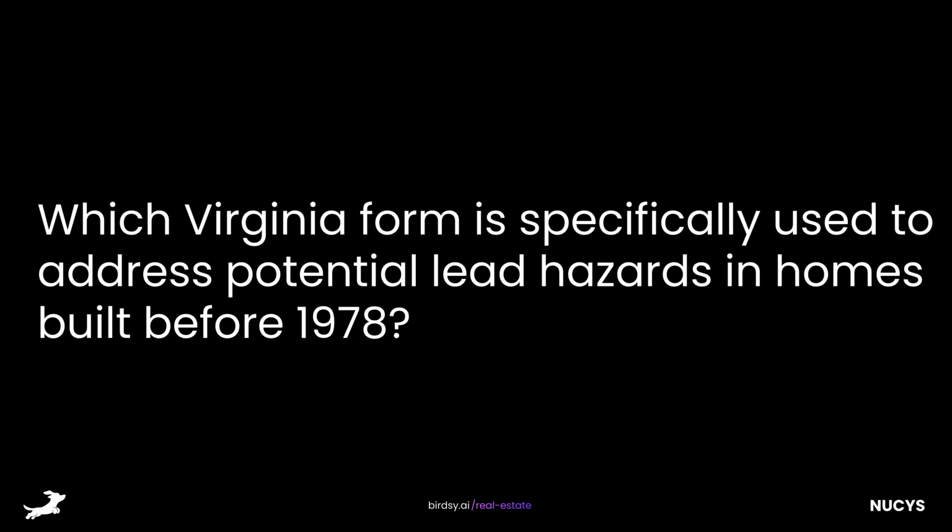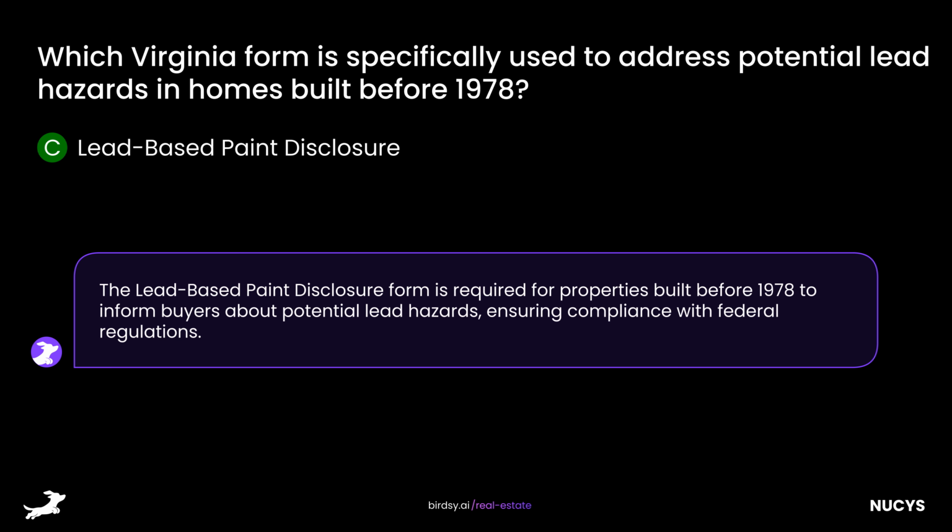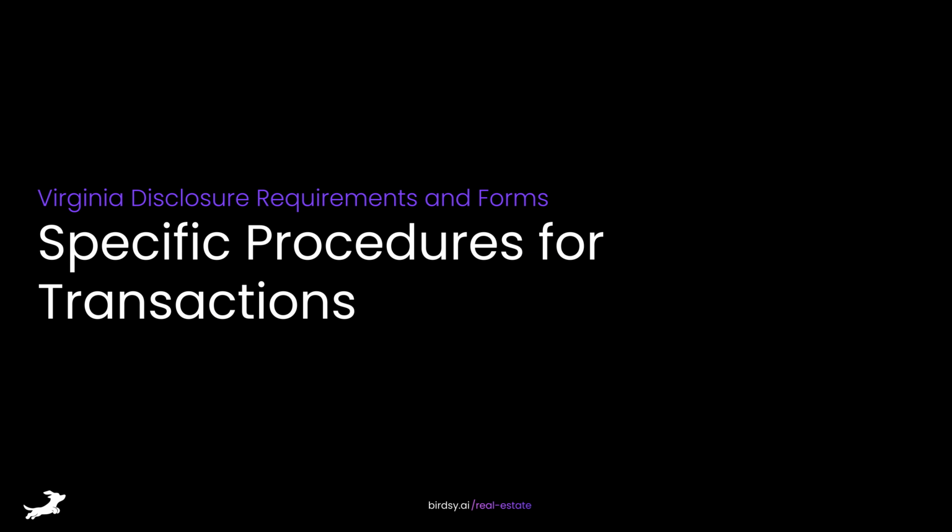Which Virginia form is specifically used to address potential lead hazards in homes built before 1978? Is it A, Residential Property Disclosure Statement, B, Virginia Condominium Resale Certificate, C, Lead-based paint disclosure, or D, Seller's disclosure of real property condition? The answer is C, Lead-based paint disclosure. The lead-based paint disclosure form is required for properties built before 1978 to inform buyers about potential lead hazards, ensuring compliance with federal regulations. Specific procedures for transactions.